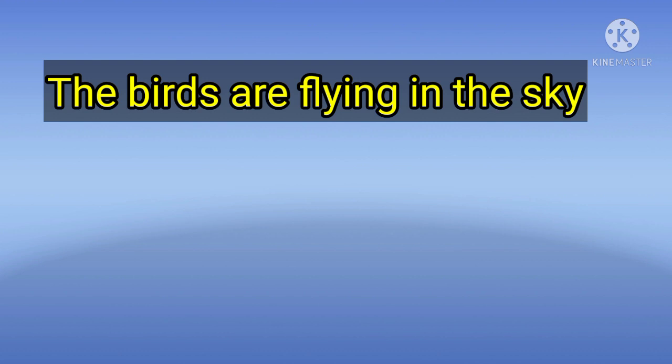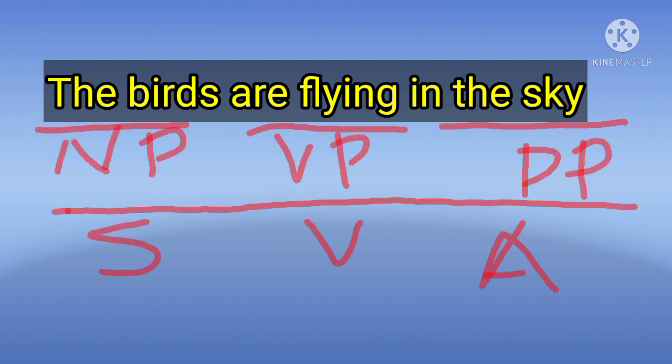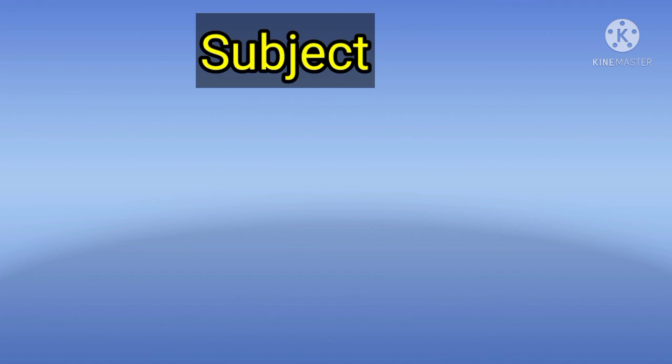In this sentence, there are three clause elements, subject, verb, and the adverbial. The birds is a noun phrase and is functioning as the subject. Are flying is a verb phrase and it functions as the verb in this sentence. And in the sky is a prepositional phrase functioning as the adverbial of this sentence. Let us try to understand all these clause elements separately. Let us begin with the subject.